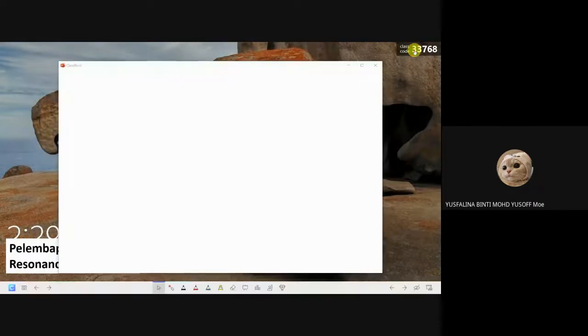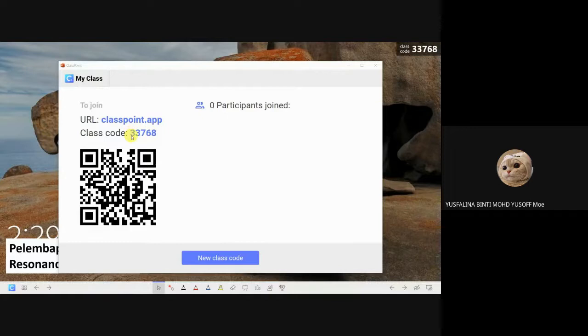So this is the class code, and you can scan the code. If you're using a handphone, you can just use the code there. And for those who have a laptop or are using a PC, you can open the website and put the code in also. So I put the code in the chat.